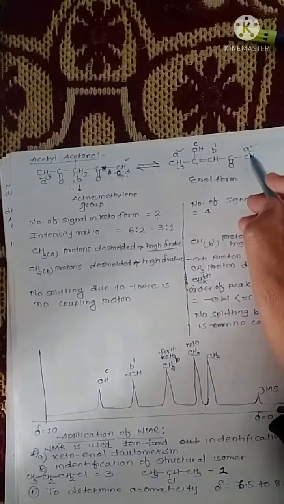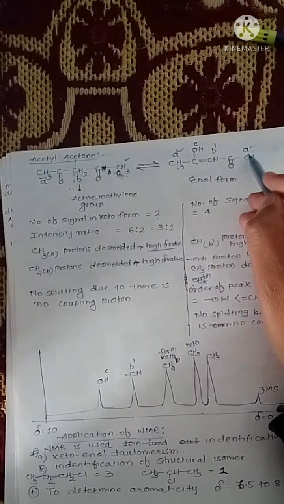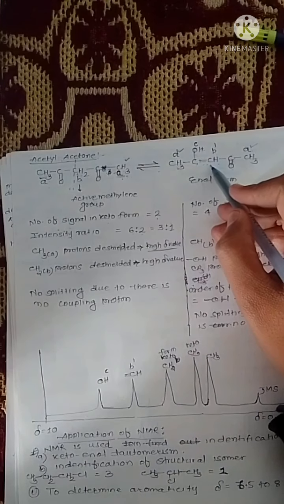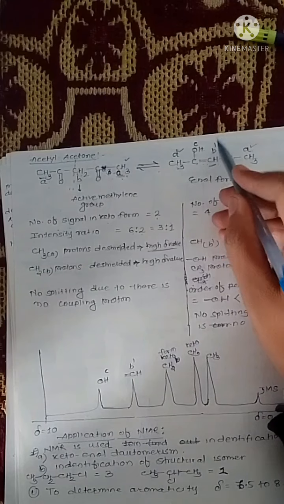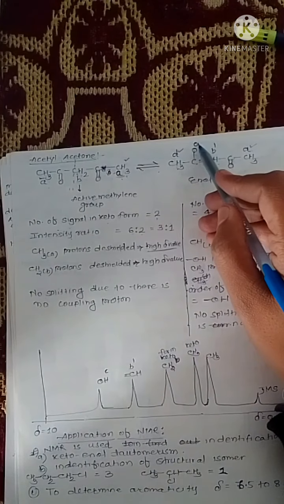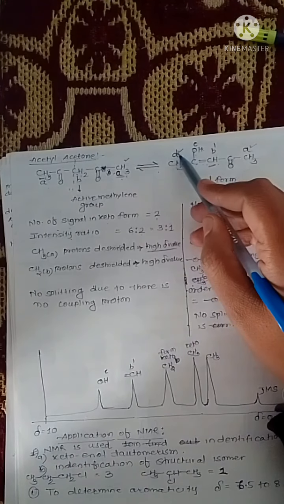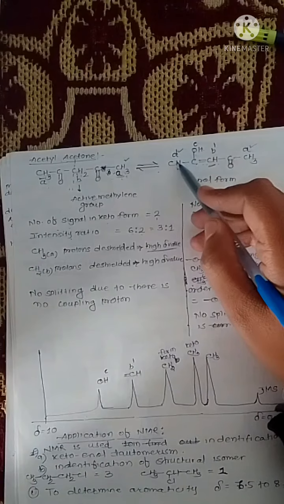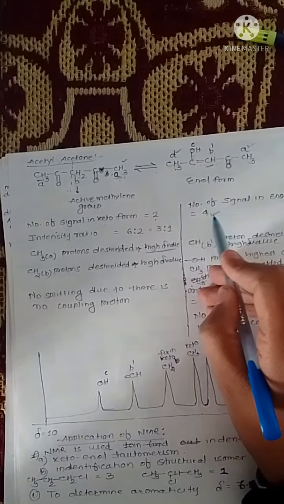signals. So the total number of signals in the enol form is 1, that is for the A proton. For this CH we get another signal, that is B dash. The proton attached to oxygen gives its own signal, that is C, and CH3 gives its own signal. So the number of signals obtained in the enol form is 4.